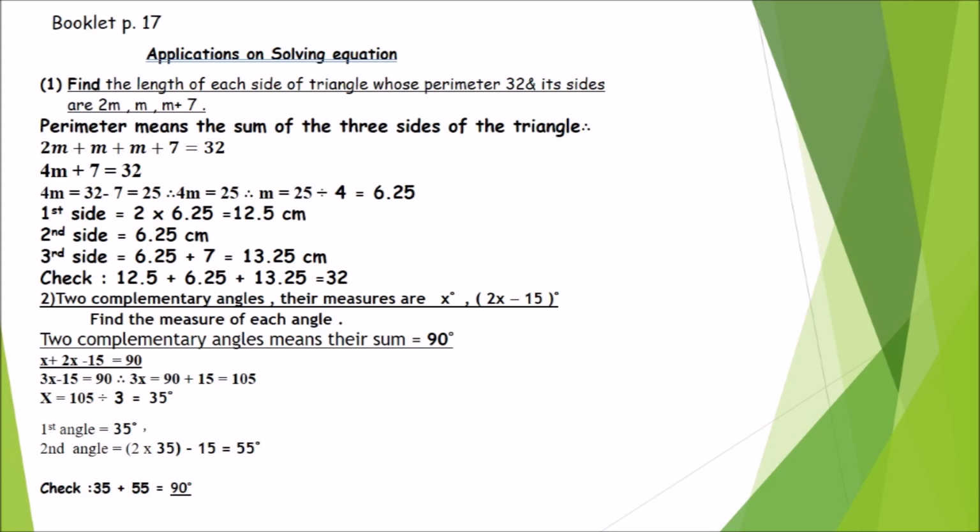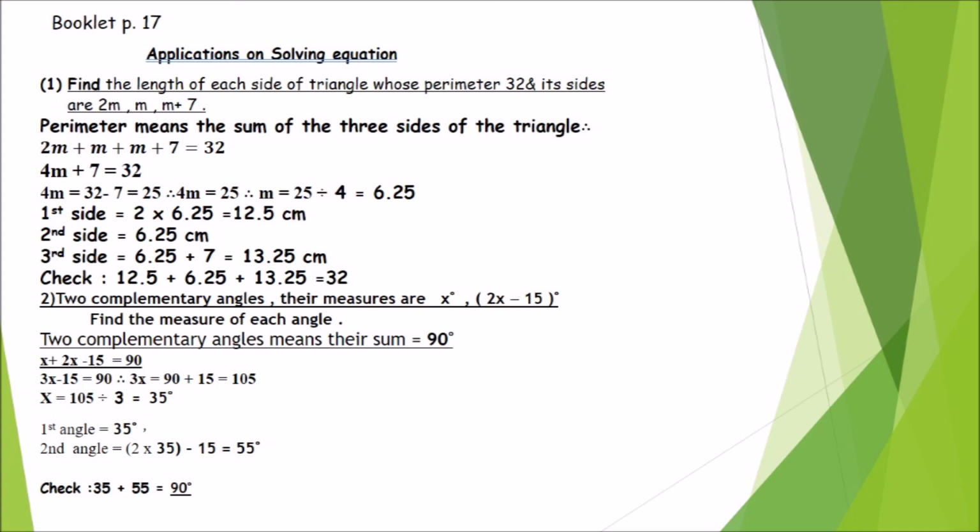So the first side is 2m. So it will be 2 multiplied by 6.25 equals 12.5. The second side is m. So it will be 6.25. The third side equals m plus 7. So 6.25 plus 7 equals 13.25. So if I check, those sides added together give 32. It's the perimeter. So I'm right.